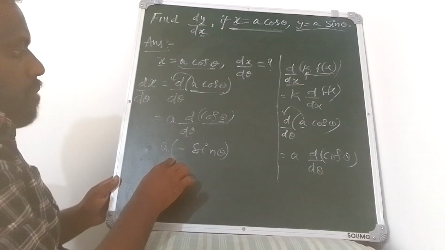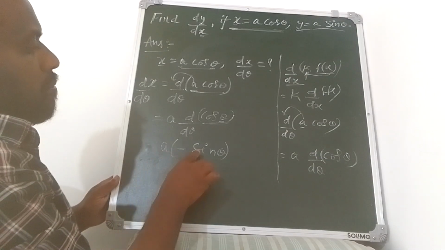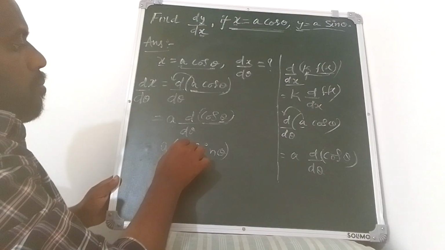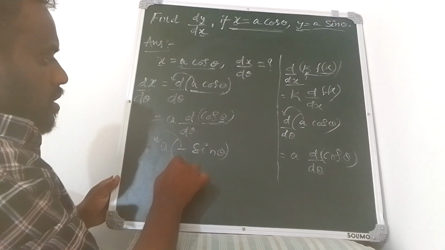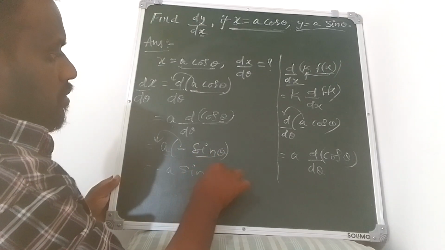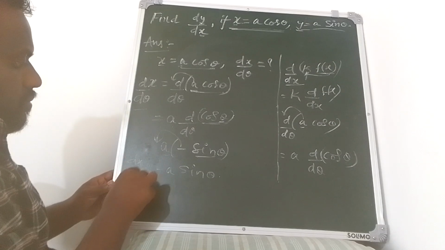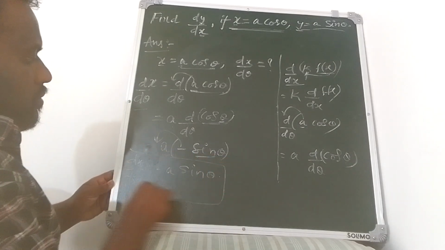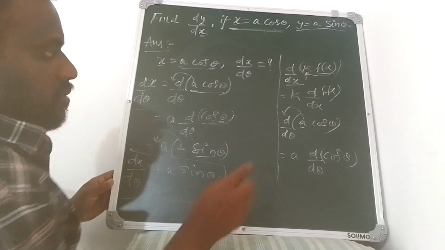See, bracket means a into. Since this is multiplication, a into this, so you can bring the minus here. So minus this a, remaining is a, this sin theta. Okay. So dx by d theta is equal to minus a sin theta. We got this.